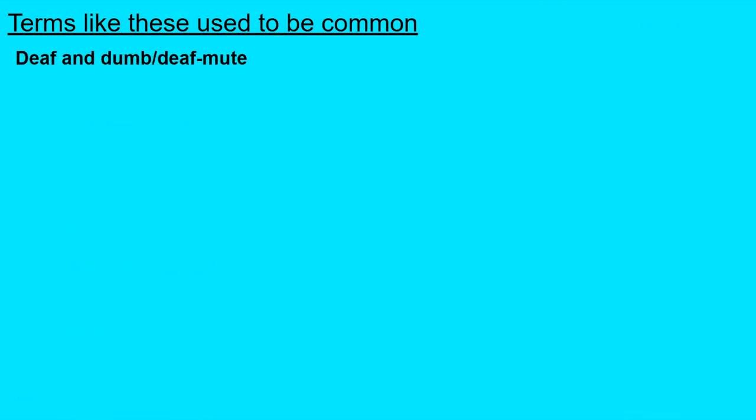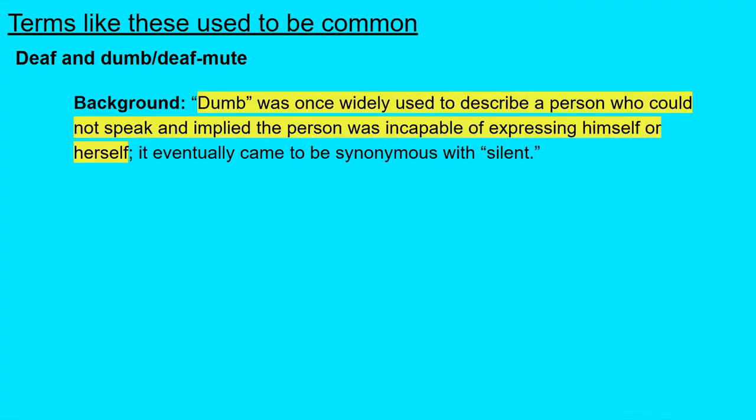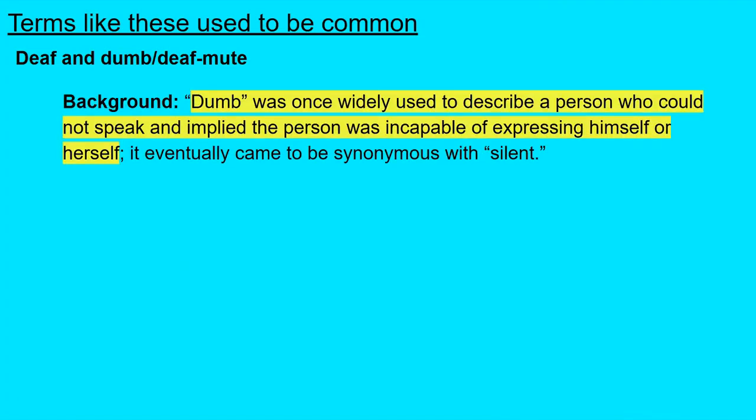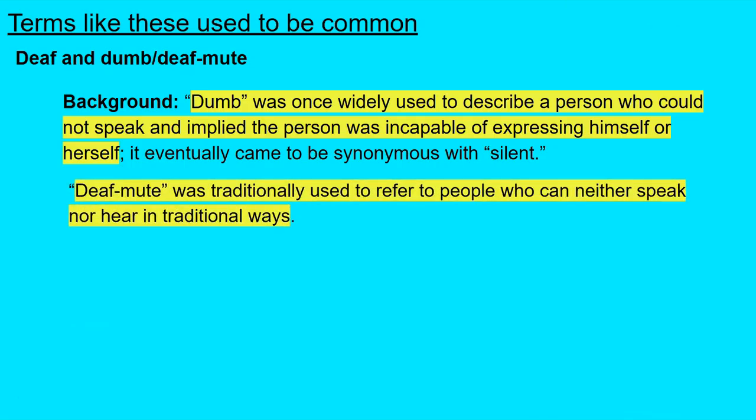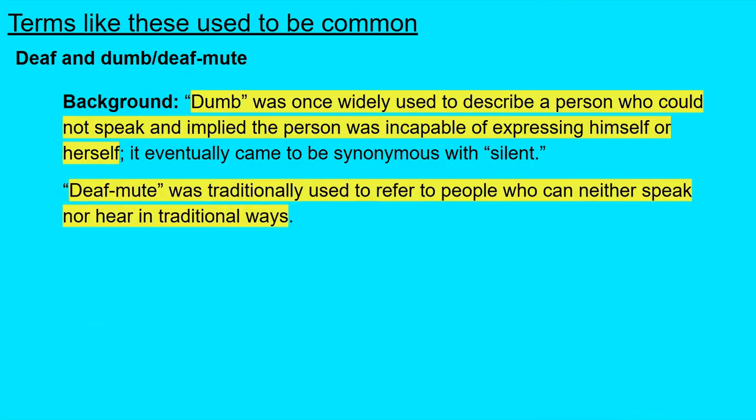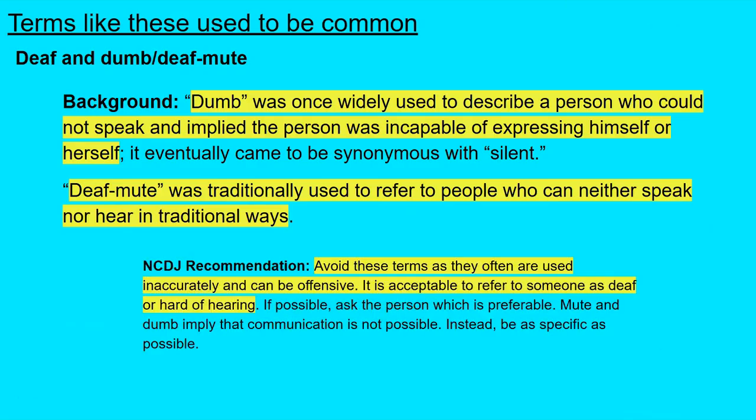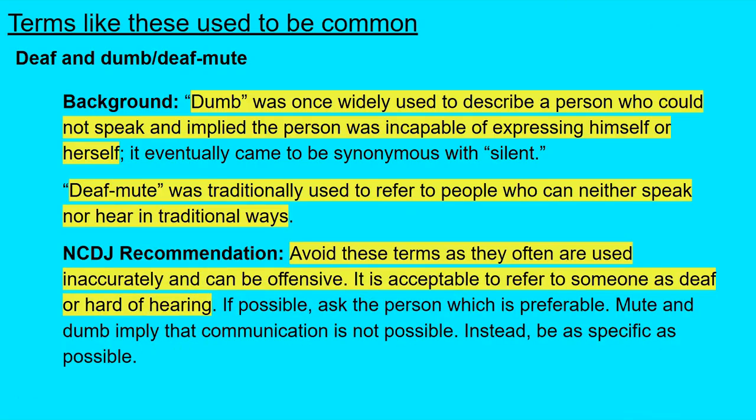Deaf and dumb, or deaf mute. Dumb was once widely used to describe a person who could not speak and implied the person was incapable of expressing himself or herself. Deaf mute was traditionally used to refer to people who can neither speak nor hear in traditional ways. So avoid these terms as they often are used inaccurately and can be offensive. It is acceptable to refer to someone as deaf or hard of hearing.